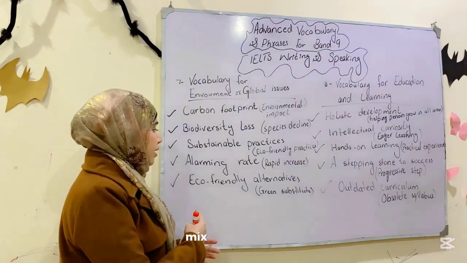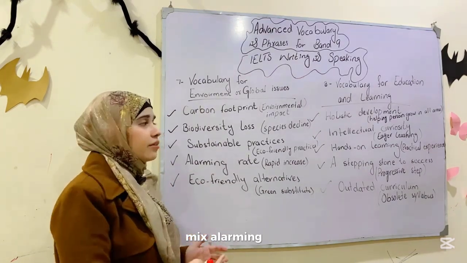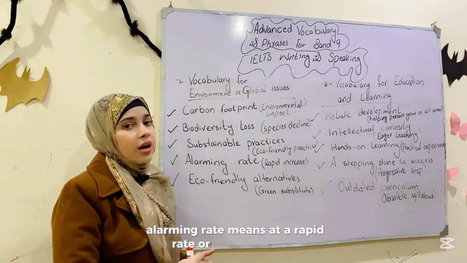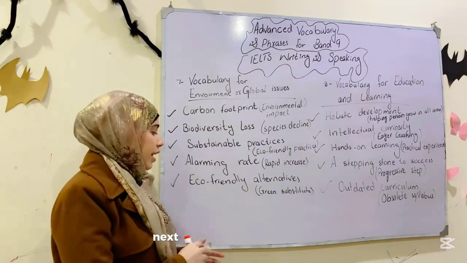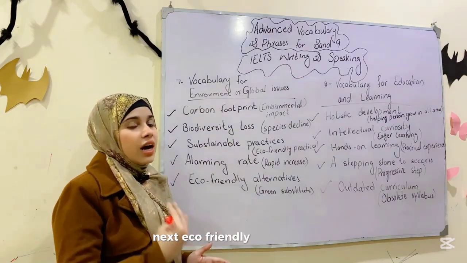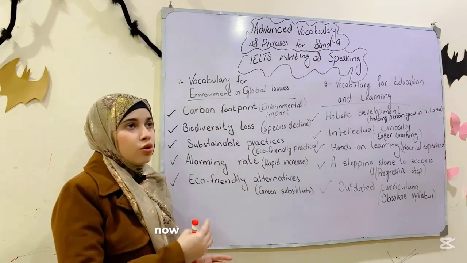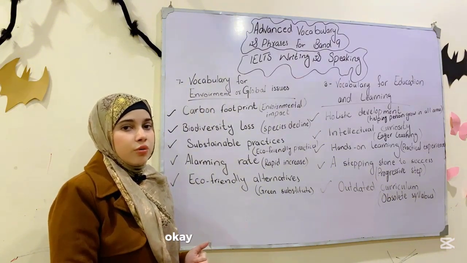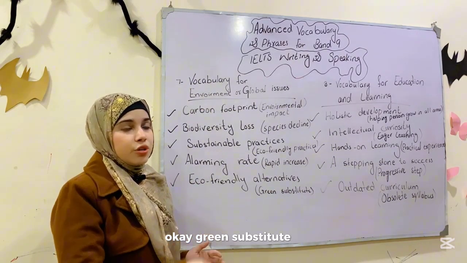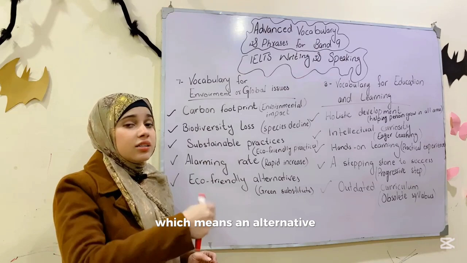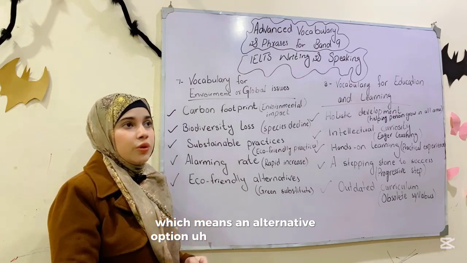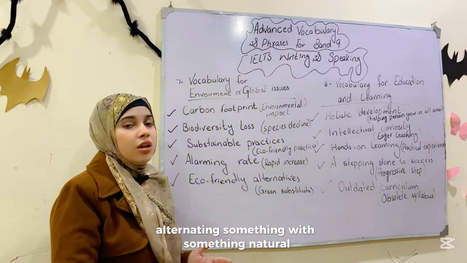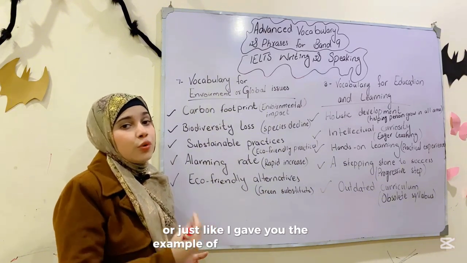Okay. Next, alarming rate. Alarming rate means at a rapid rate or at a higher rate. Next, eco-friendly alternatives. Eco-friendly alternative means green substitute, which means an alternative option with something natural, replacing something with something natural, just like I gave you the example of go green activity.